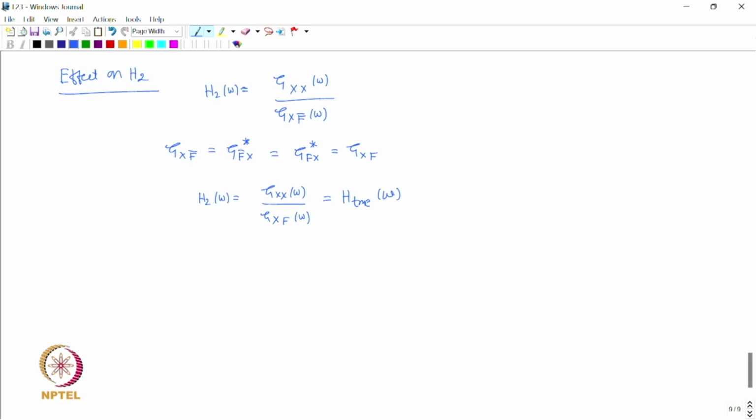So, we see that here the noise in the input does not affect the estimate H2, it is equal to the true estimate. Therefore, H2 is unaffected by noise in the input, and whenever noise in the input is expected, the H2 estimate should be preferred.